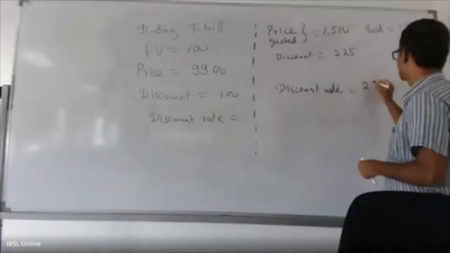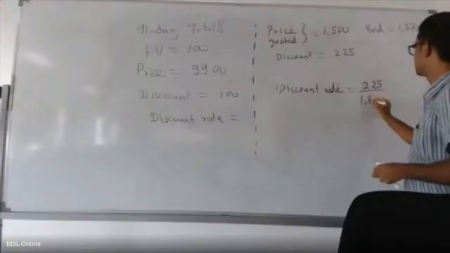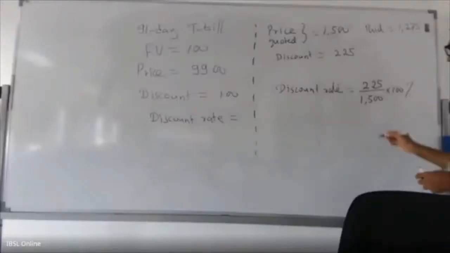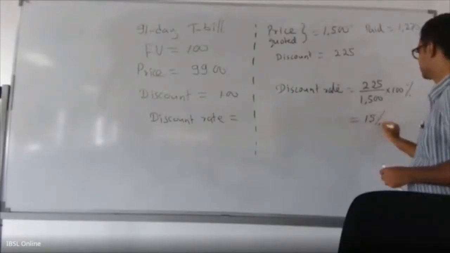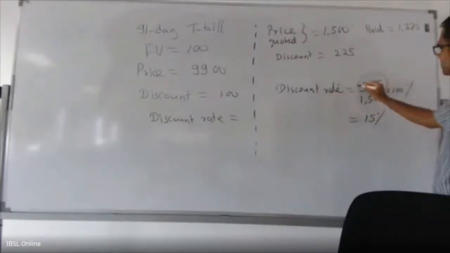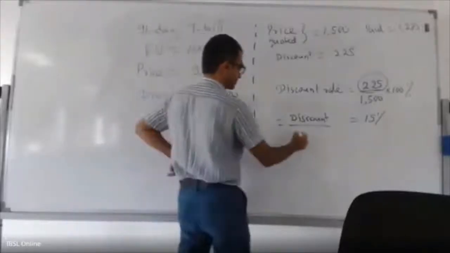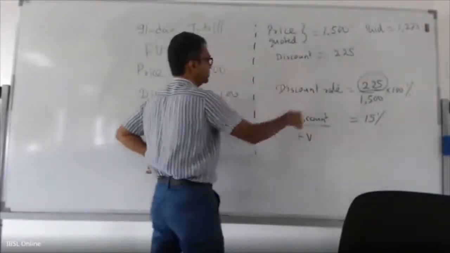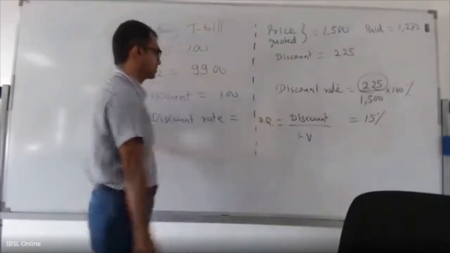225 divided by 1,500, into 100 to make it a percentage. Then you should get 15. So remember, to calculate the discount rate, this one is the discount divided by face value, the quoted price. That is how we get the discount rate.